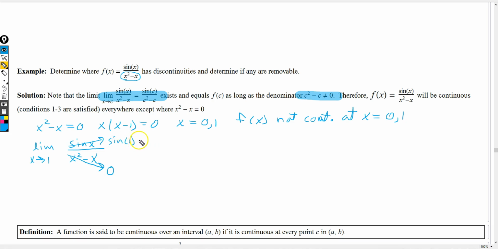Now that is a non-zero number. Use your calculator. That's 0.84. So the top is approaching a non-zero number. The denominator is approaching 0. This limit is going to DNE. Has no hope of existing. Okay. So x equals 1, that is a non-removable discontinuity. All right. Well, let's take a look at 0, see what's happening there.